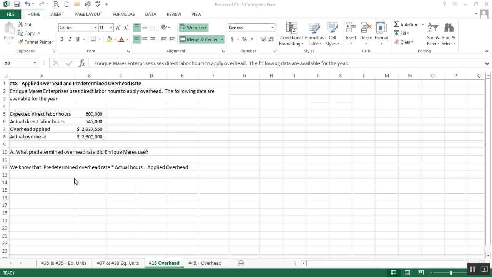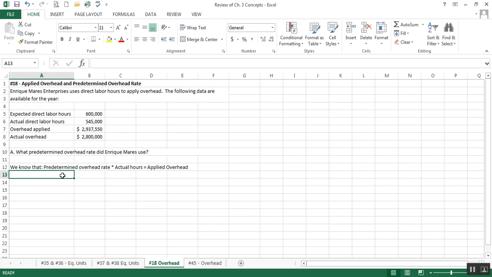Well, we know that in order to calculate the applied overhead, the formula is the predetermined overhead rate times the actual hours gives us the applied overhead. In this case, we don't know the predetermined overhead rate, and that's what we're trying to calculate. So we simply solve for x. To do so, we're going to take the predetermined overhead rate times the actual hours, which were 545,000, equals the applied overhead of 2,937,550.